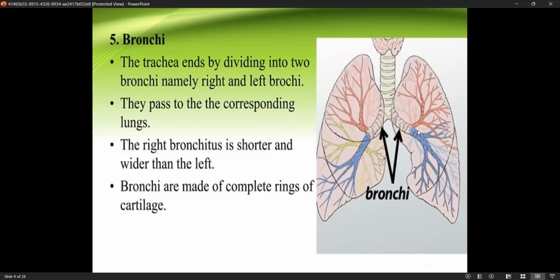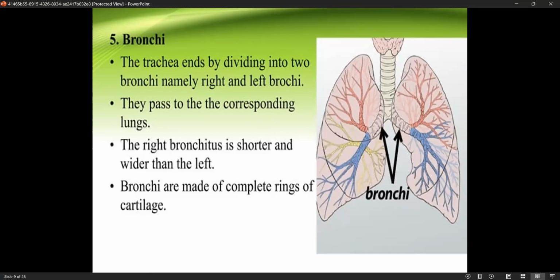Next structure is bronchi. Here you can see the trachea divides and enters into the lungs. That structure is called bronchi. The trachea ends by dividing into two bronchi, namely the right and left bronchi, which pass to the corresponding lungs, that is the right and left lungs. The right bronchus is shorter and wider than the left. Remember that the right bronchus is shorter and wider than the left.